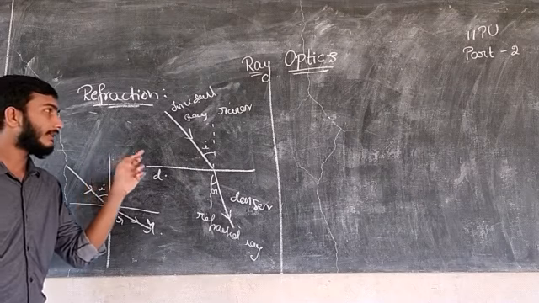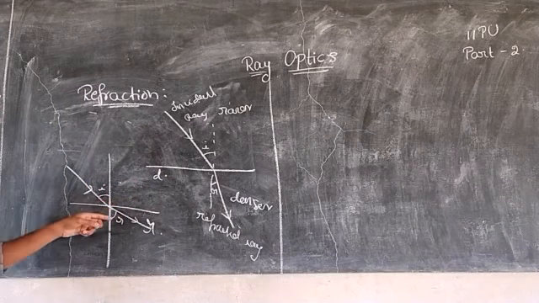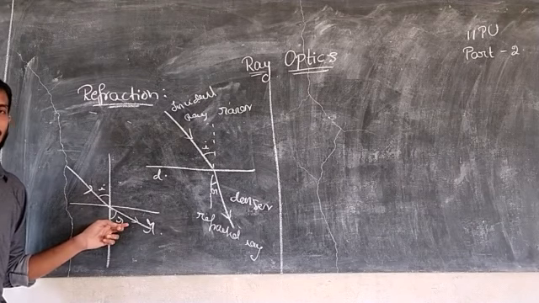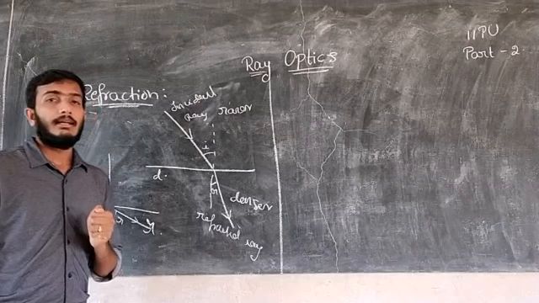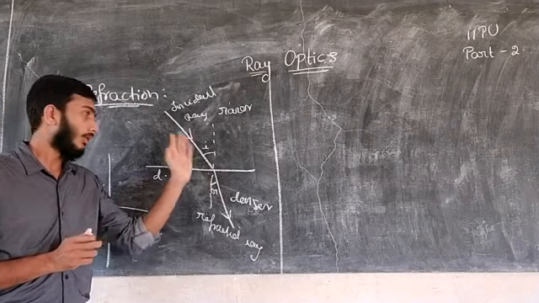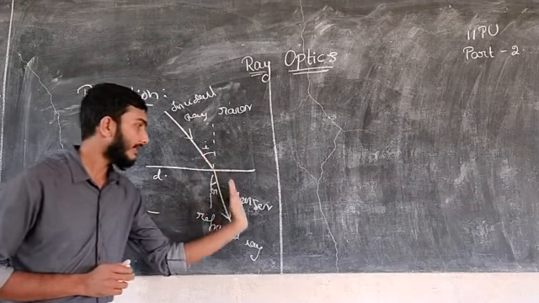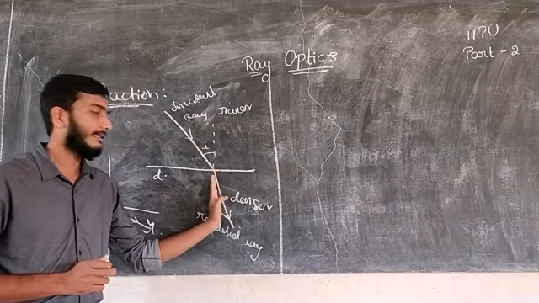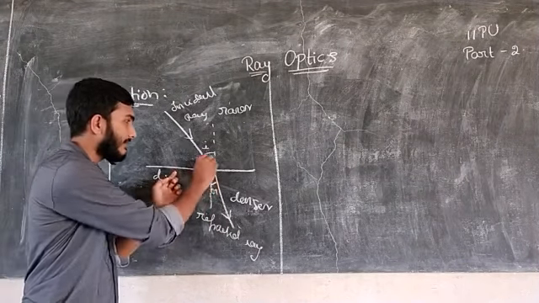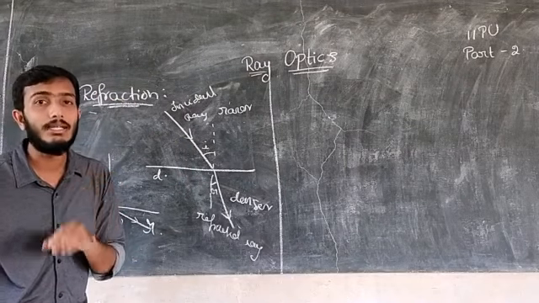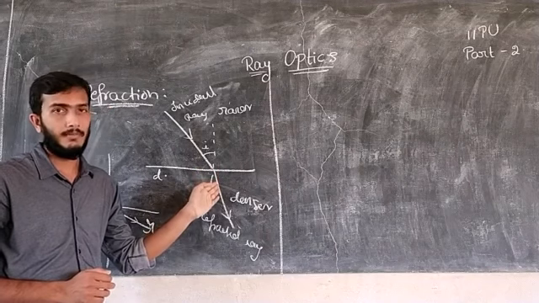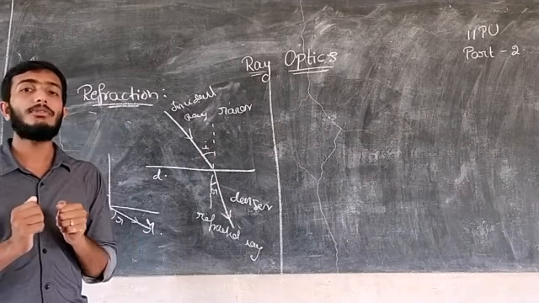The angle between the incident ray and the normal is called the angle of incidence. The angle between the refracted ray and the normal is called the angle of refraction. The light does not move straight; the direction changes. The angle through which the direction changes is called the angle of deviation. When light moving straight takes a change in direction, that angle is called the angle of deviation.